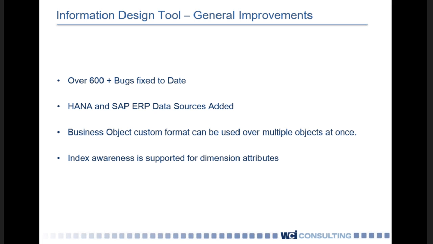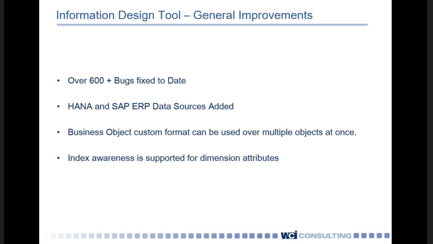Now, the information design tool is the new version of Universe Designer. It's very, very powerful, and we'll take a look at it in just a couple of minutes. But just some general improvements in 4.1. First off, 600 bug fixes have been made since the beginning of 4.0. HANA and SAP ERP data sources have been added as well.